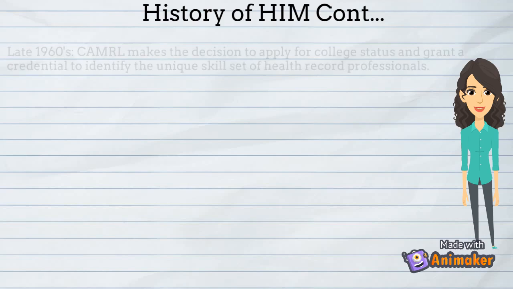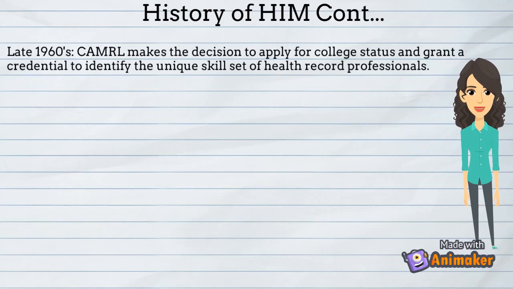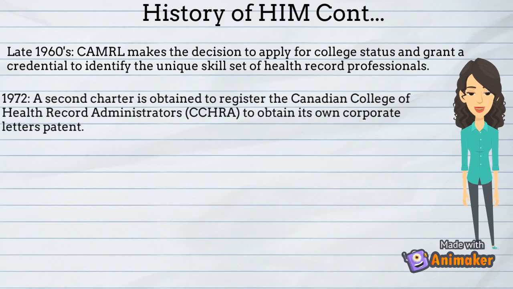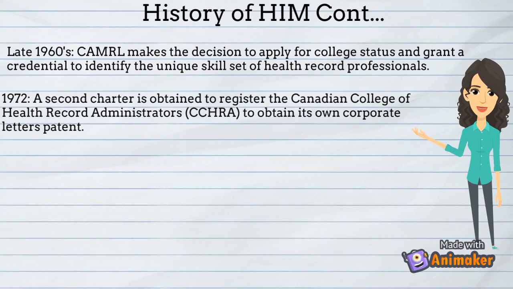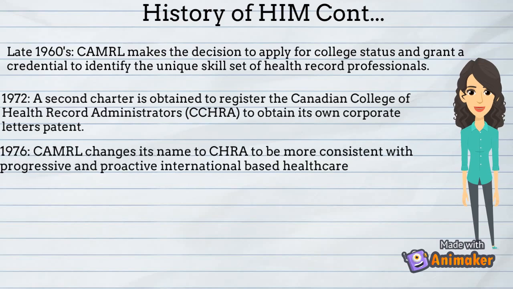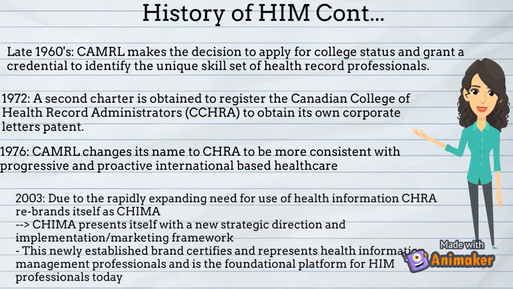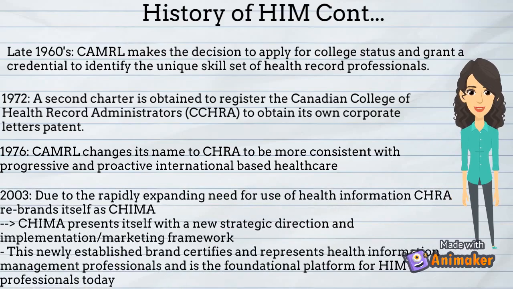By the late 1960s, CAMRL decided to apply for college status and grant a credential to identify the unique skill set of health record professionals. Then, in 1972, a second charter is obtained to register the CCHRA with its own corporate letters patent. Shortly after, in 1976, CAMRL changes its name to CHRA in order to become consistent with progressive and proactive international-based healthcare. Then finally, in 2003, the CHRA becomes CHIMA due to the rapidly expanding need for use of health information, which caused rebranding to be instituted.